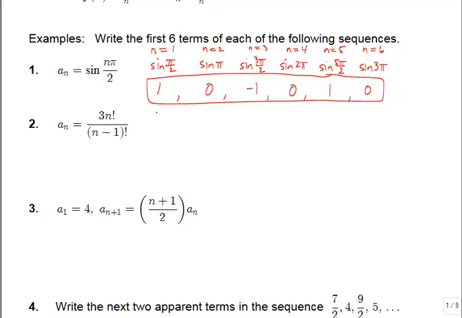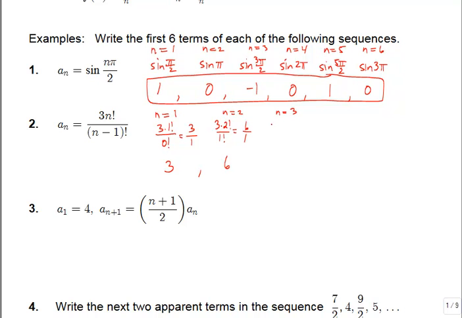So if we start off with n equal to 1, this is going to be 3 times 1 factorial over 1 minus 1, which is 0 factorial. Now 0 factorial is defined to be 1, and 1 factorial is just 1, so 1 times 3 is 3, so this is going to equal 3. If n is 2, we're going to get 3 times 2 factorial over 2 minus 1 factorial, which is 1 factorial. 2 factorial is 2 times 1 or 2, and 2 times 3 is 6, and the bottom is just 1, so this is going to be 6.